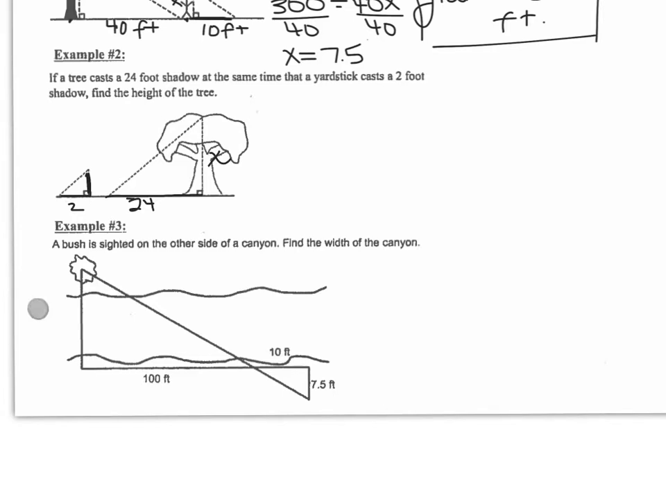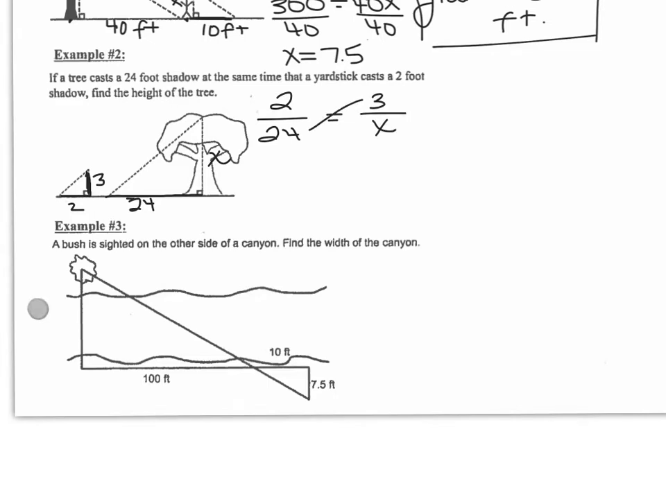The only problem is I don't know the length of my yardstick. Well, how many feet are in a yard? Well, there's 3 feet in a yard, so I can put 3 here. So, okay, now I'm going to go ahead and set up my proportion. Little side, 2, corresponds to 24. My other little side is 3, corresponds to X.